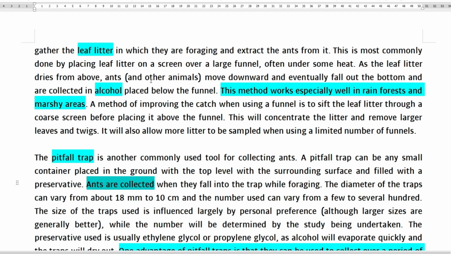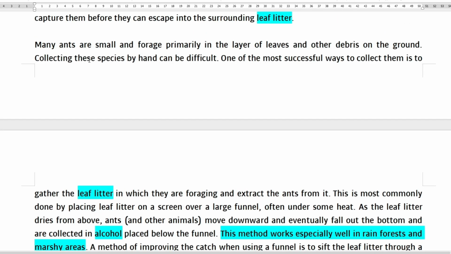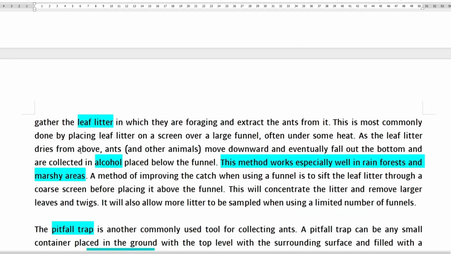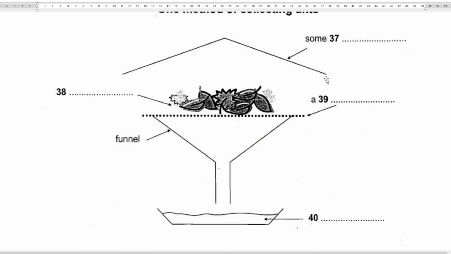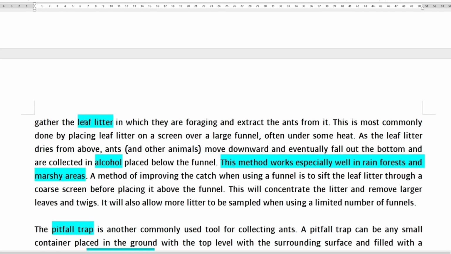This is most commonly done. So collecting these special species by hand can be difficult. One of the most successful ways to collect them is to gather leaf litter in which they are foraging and extract the ants from it. Okay, leaf litter. What is that? Number 37. We have 37, 38, 39, 40. It is most commonly done by placing leaf litter on a screen over a large funnel, often under some heat.